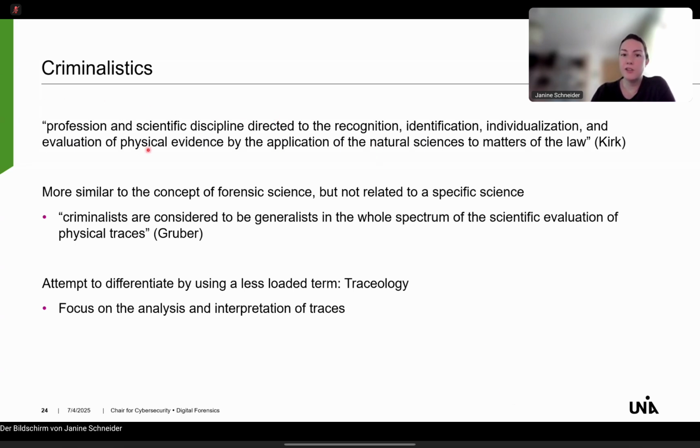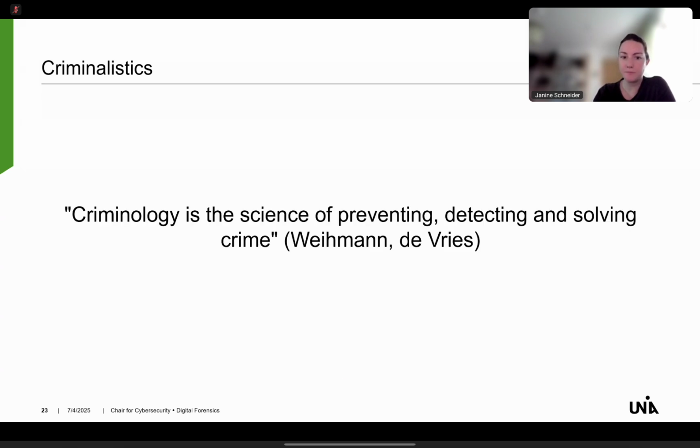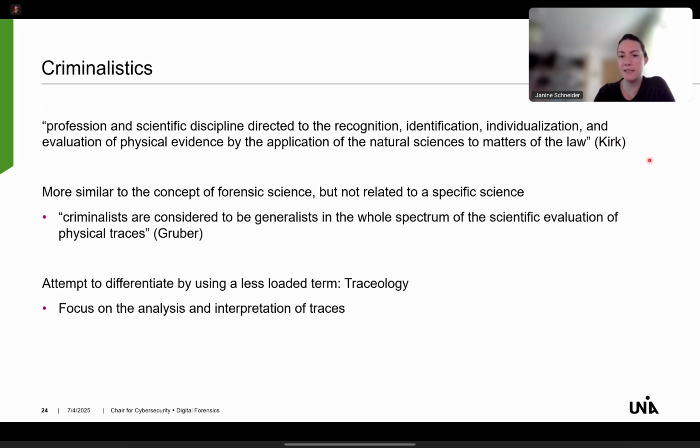Okay, here we have another definition by Kirk. He was, I actually don't know, a US scientist. So Hans Groß was from Austria, for example. Weimann and de Vries, I actually don't know. And Kirk is a US scientist. And he gave another definition for criminalistics. He said it's a profession and scientific discipline directed to the recognition, identification, individualization, and evaluation of physical evidence by the application of the natural sciences to matters of the law.